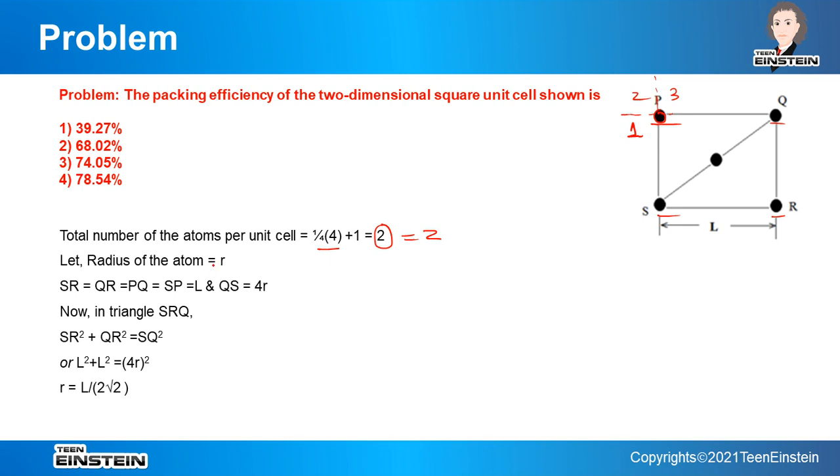The radius of the atom we will consider as small r. Here SR, QR, PQ and SP are all edges, so the edge length is L, and QS will be equal to 4R. Now how is that so? Because here it is simply drawn as atoms so that the picture is simple, but actually they are spheres. Though my drawing is not proper, I hope you will understand: this distance is R, this distance is 2R, and again R. So it will be 4R, 2R plus R plus R. So this is the diagonal. Now we know the diagonal value QS is 4R, the total number of atoms Z, and the radius of the atom R.